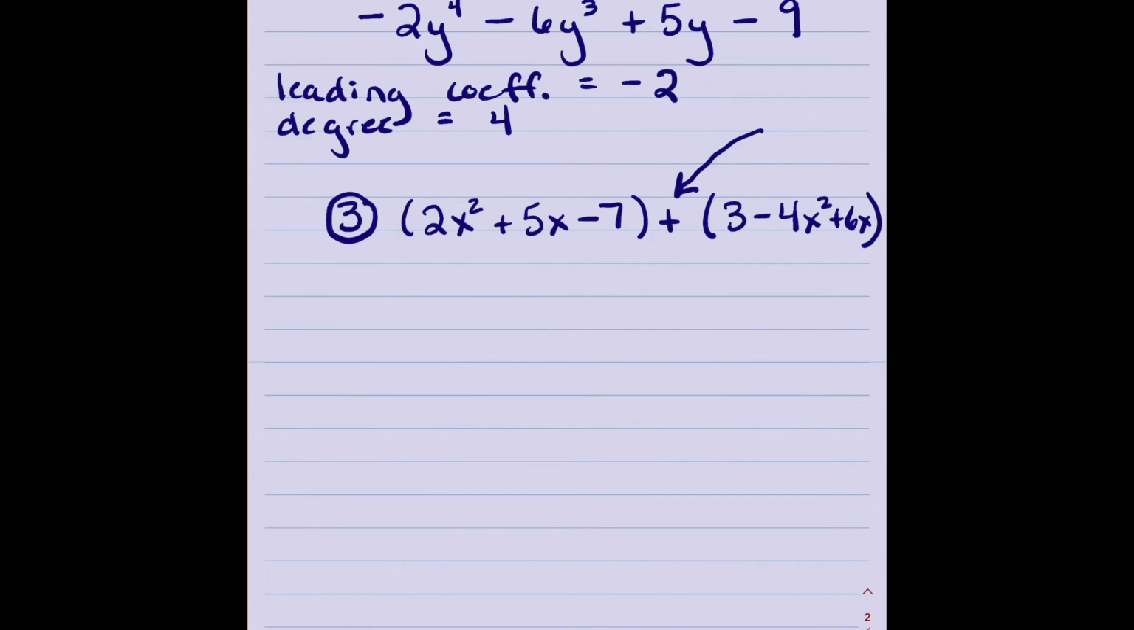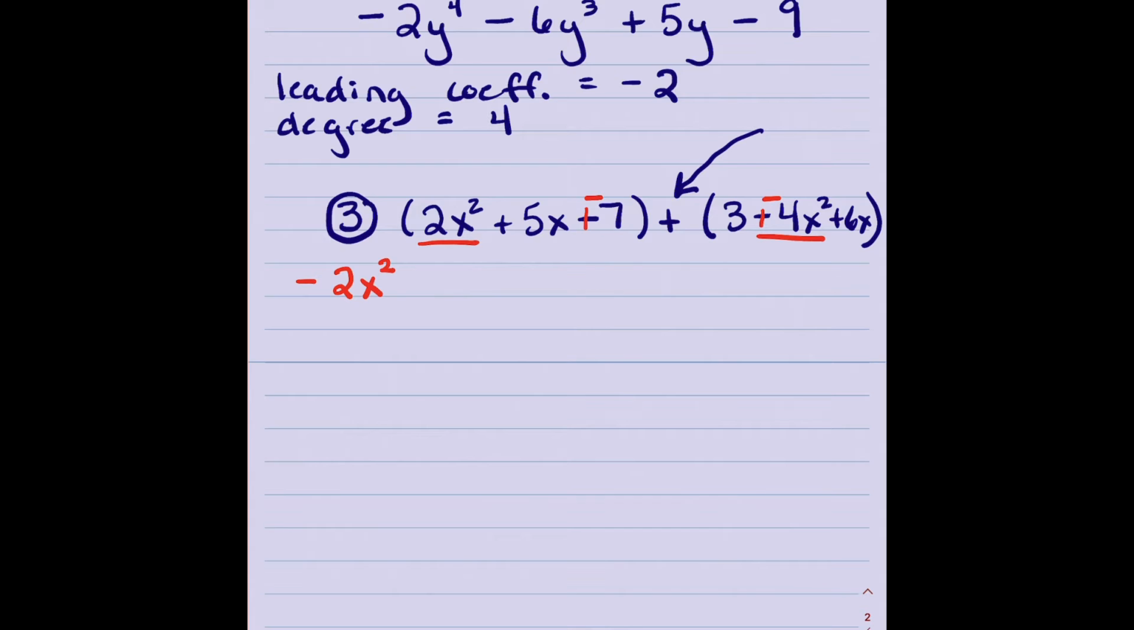You can always change them. Add the opposite, that's plus a negative 7. Add the opposite, that's plus a negative 4. In this case now, everything is adding, and I can just combine like terms. So I'm looking for things that match. 2x squared and negative 4x squared can be put together. That becomes negative 2x squared.